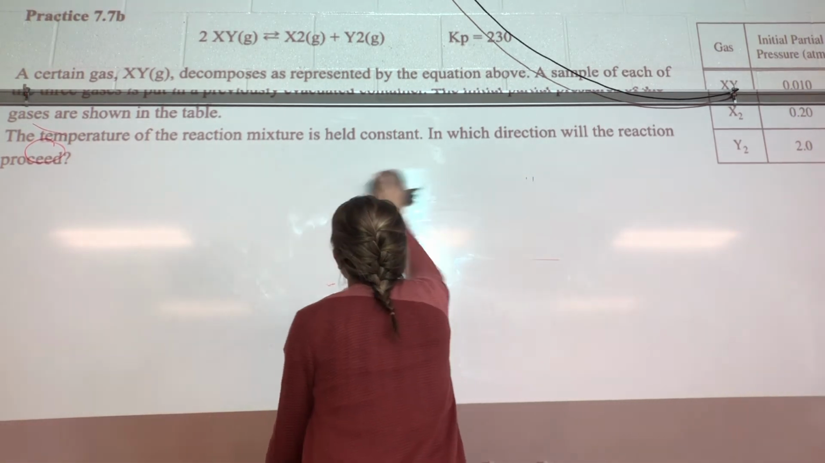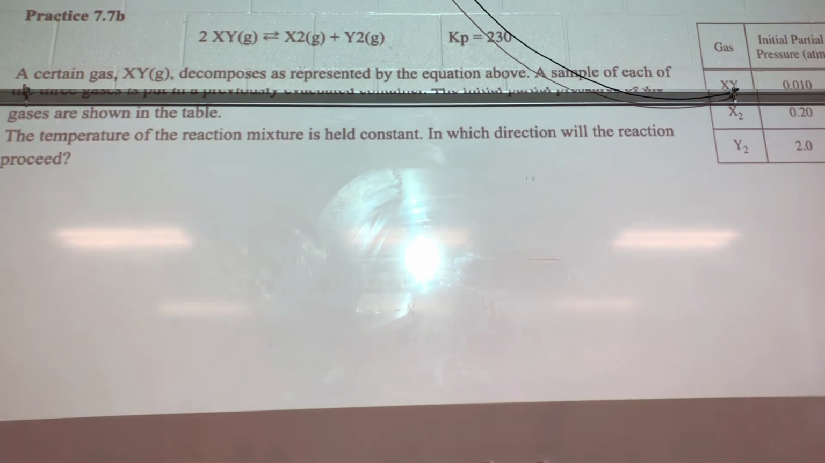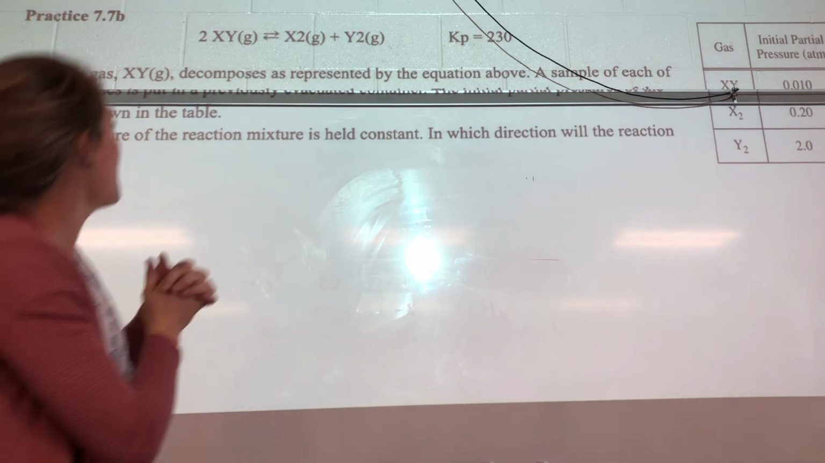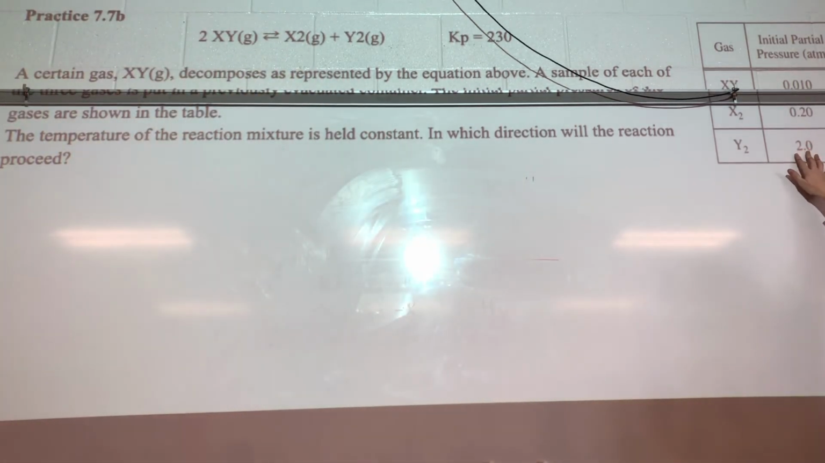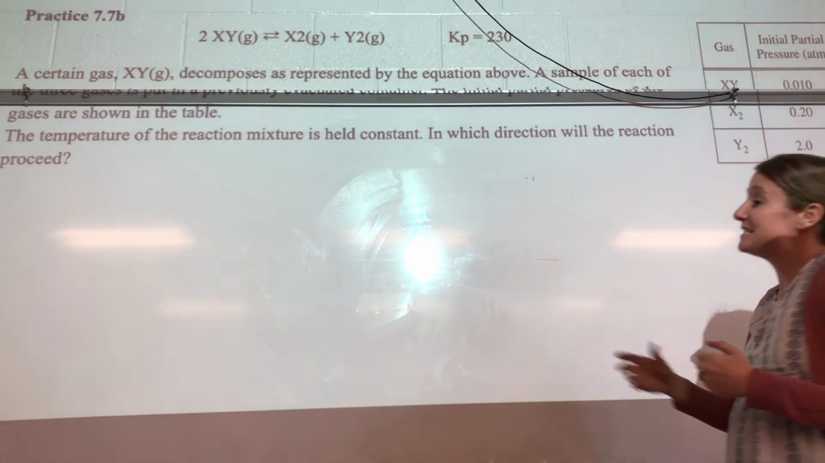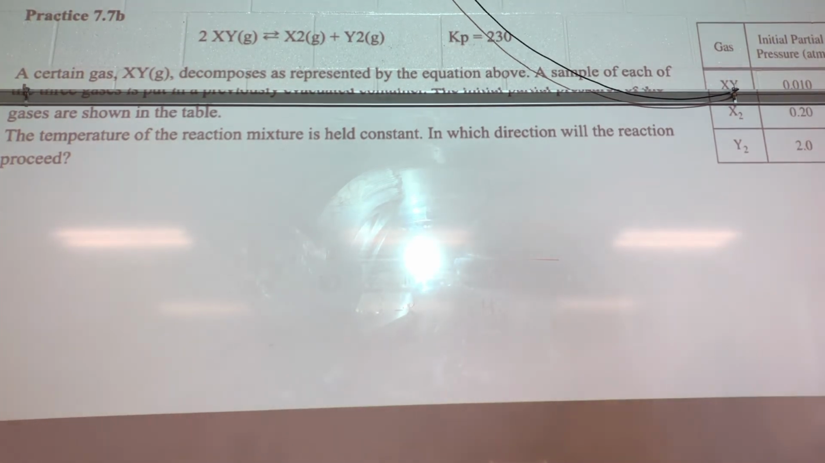Okay, so this problem says a certain gas, XY, decomposes as represented by the equation above. A sample of each of the gases is put into a container, and here's their initial pressures. Okay, so I throw in some XY, some X, and some Y into a container. These are the pressures that they have. The temperature is held constant, and we want to know which direction will the reaction proceed.